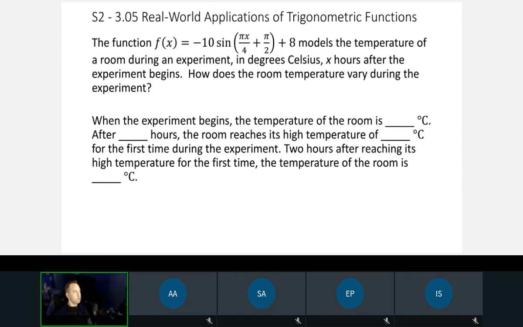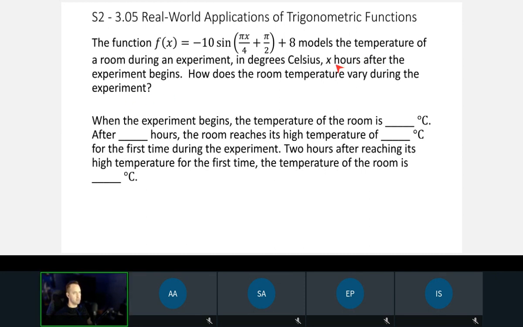All right, real world applications of trig functions. These are fun. I like these word problems for trig. We can apply it. All right, so the function f of x equals negative 10 sine of pi x over 4 plus pi over 2, plus 8 models the temperature of a room during an experiment in degrees Celsius, x hours after the experiment begins. How does the room temperature vary during the experiment?